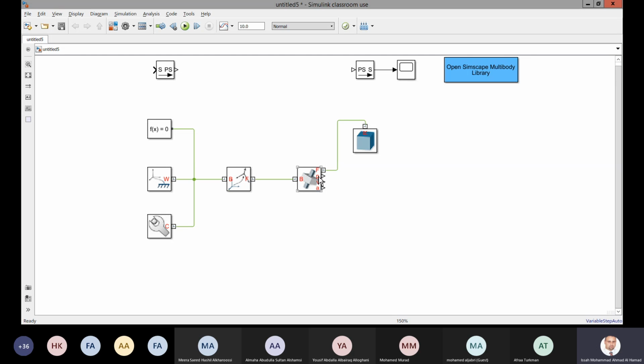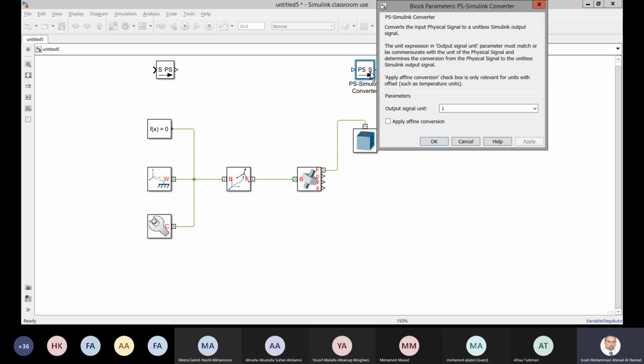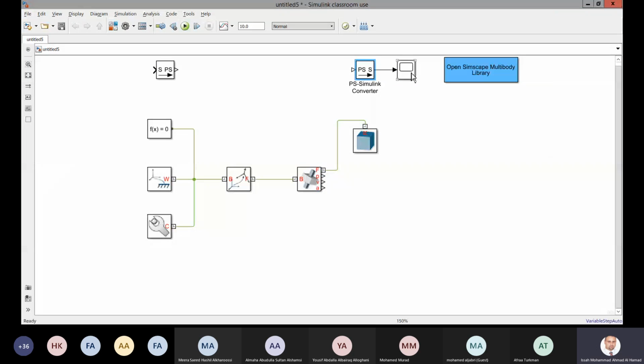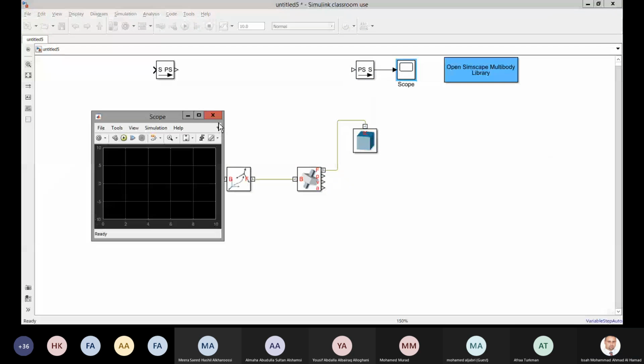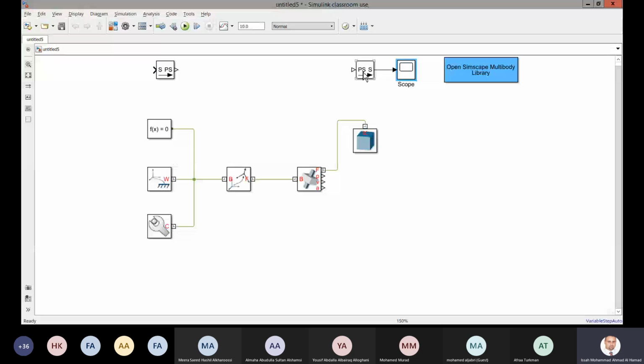Now you have 3 signals here. One of them is P, V, and A. However, these are 3 of them, position, velocity, and acceleration. They are physical signals. Now we need to convert them to Simulink signals. So this is PS Simulink converter. Convert the input signal to unitless Simulink output signal. Okay, and this is a scope. By default, they are here, so I can take them.